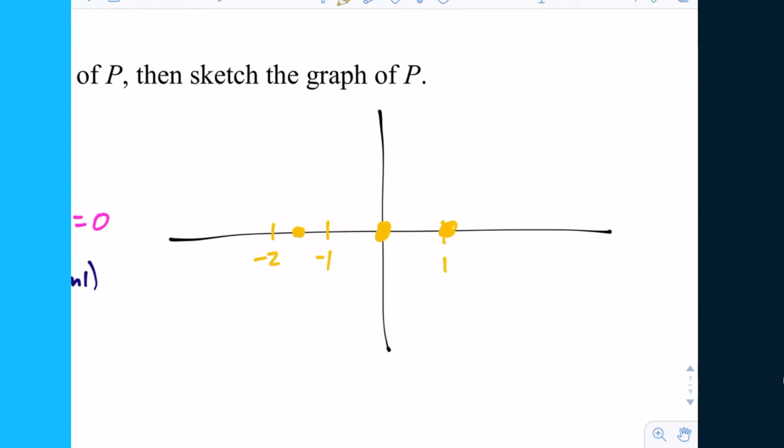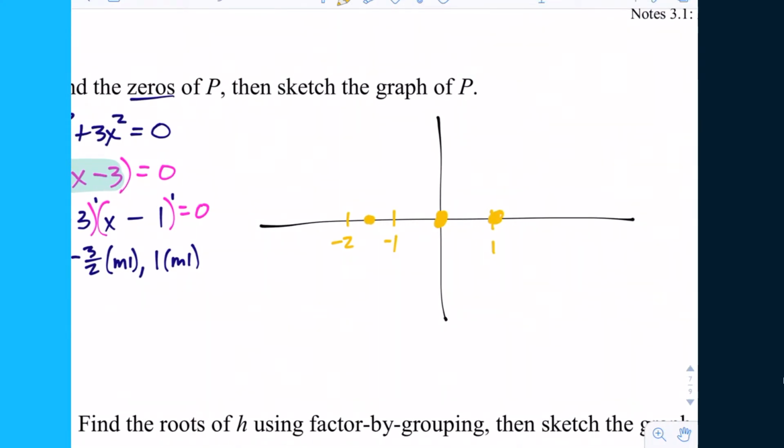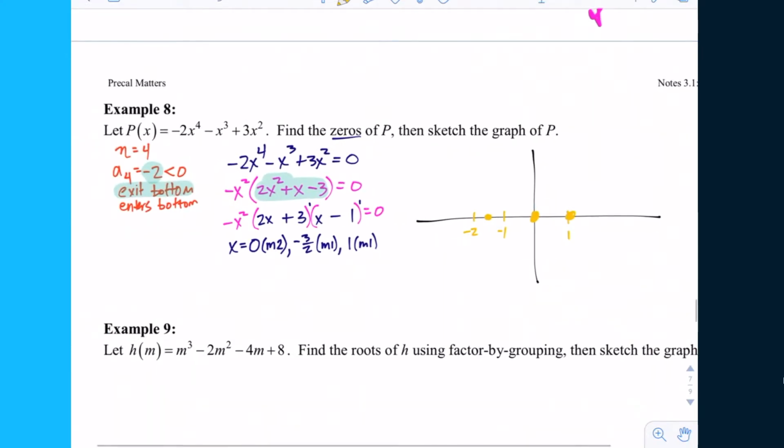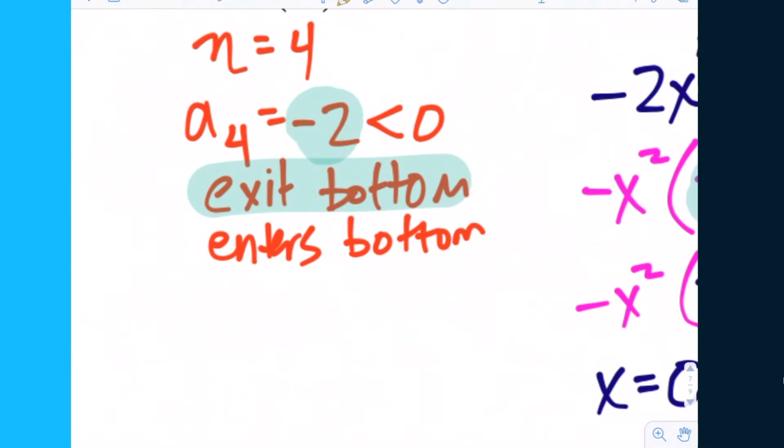Okay, so now for the actual graph. I need to then come in from the left, from either the top or bottom. I need to pass through or touch each of those x-intercepts doing the correct thing, and then I need to exit the correct way. So, first things first. Coming in from the left, are we coming in from the top or bottom? Well, we said it comes in from the bottom.